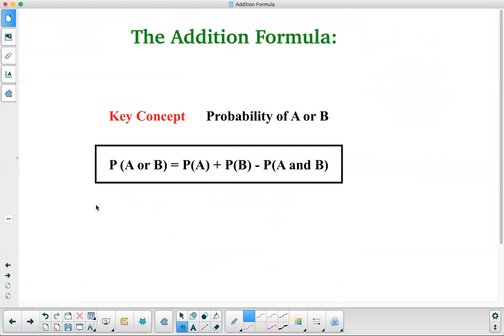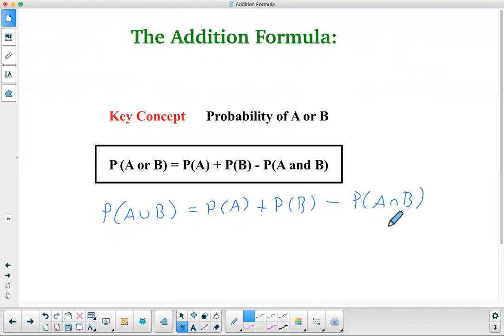The addition formula is this. The probability of A or B happening is equal to the probability of A happening plus the probability of B happening minus the probability of both of them happening. I usually write it in symbols. Most people do. This is just to get you used to it. So this is the formula. Know this formula. It shows up. It's very useful.